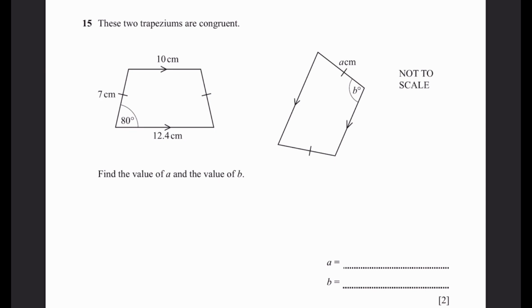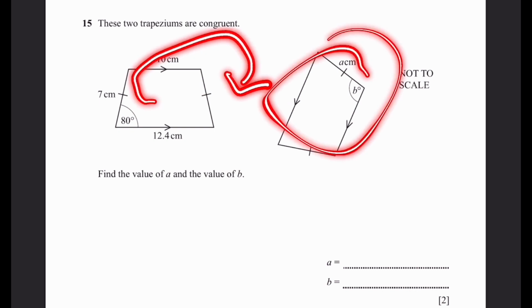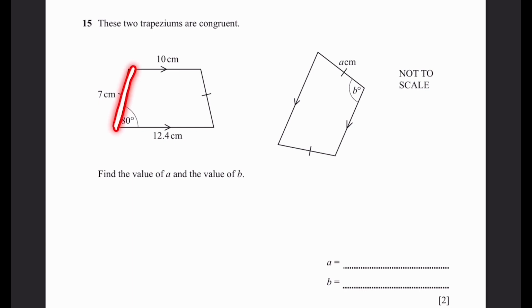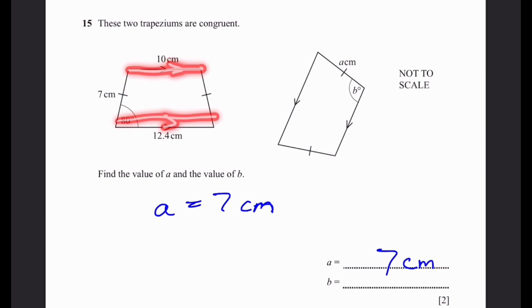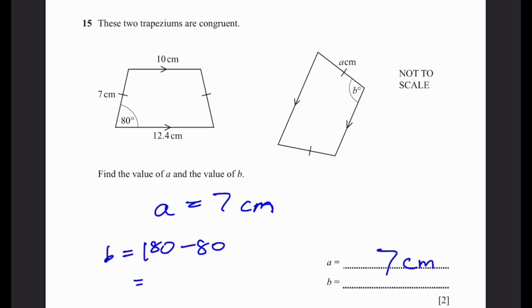Question 15. These two trapeziums are congruent. Find the value of A, centimeters, and the value of B, degrees. We know that these two are congruent, and we can see that this trapezium has been rotated a bit to get this. And if we see correctly, the 7 centimeters and the 8 centimeters line up. So A is equal to 7 centimeters. And now, what about for B? B is an angle in degrees. We can see that's just the angle right above A. This angle, how do we find that? Parallel lines here. We have one out of two angles at lead angles. So B is equal to 180 minus 80, which is equal to 100 degrees.